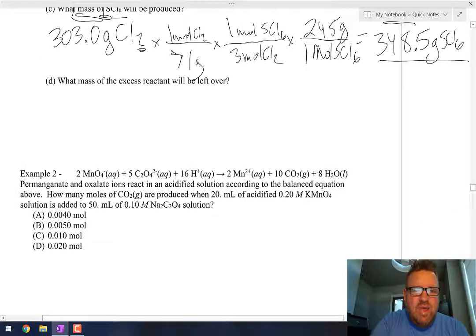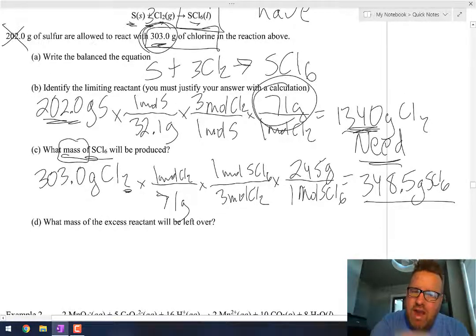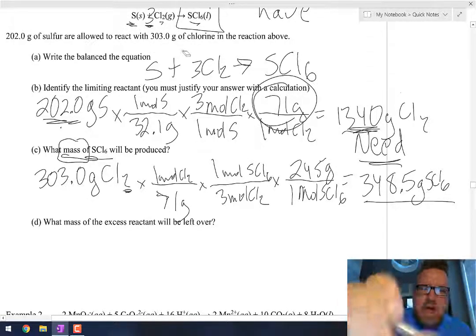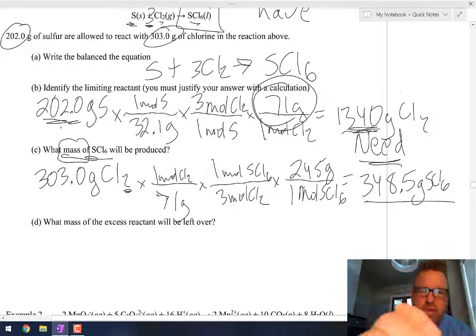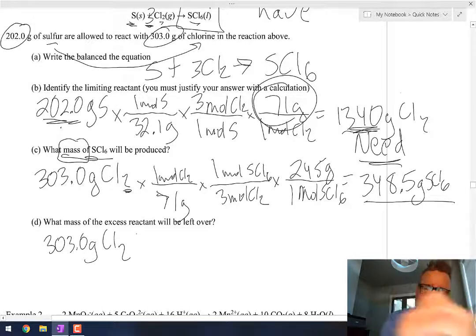Okay, part D. What mass of the excess reactant will be left over? So we might have gotten lucky, we didn't in this case. Because if we had started with chlorine and figured out sulfur, it would have told us how much is going to be left over. Because remember, when you're figuring out the limiting reactant, it doesn't matter which number you start with. I could have started with the 202 grams of sulfur and converted to chlorine like I did, or I could have started with the chlorine and converted to sulfur, which unfortunately now I have to do in order to figure out how much of the excess reactant is left over.